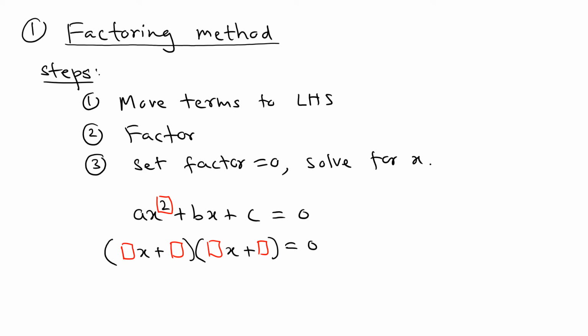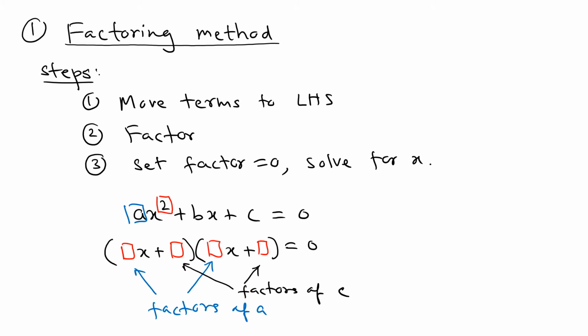The numbers that go with x in the first terms are the factors of a, the factors of the first term. And the other numbers, the two constant terms, are the factors of the constant term c. That's how we try to find the factors.